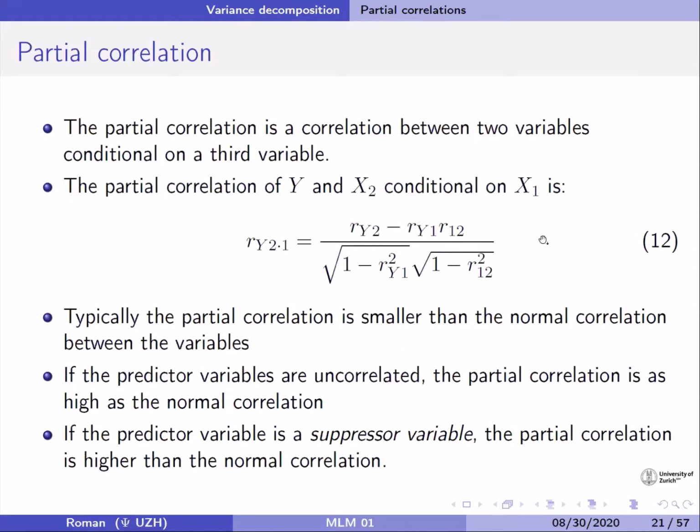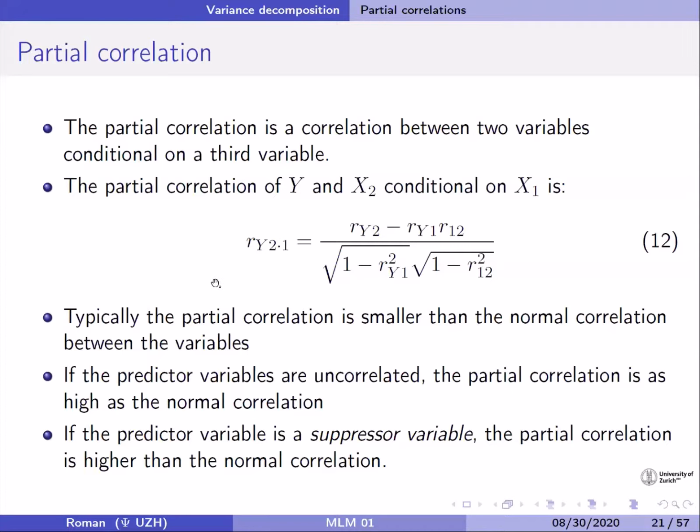On the bottom, we have the correlation of y and x1 squared, and the correlation of x1 and x2 squared, each subtracted from 1, square rooted, and multiplied. This formula provides us with the partial correlation of y and x2 conditioned on x1. Typically, this correlation is smaller than a normal correlation, for example between y and x2, because we're partitioning out variance from x1. So that is the partial correlation.